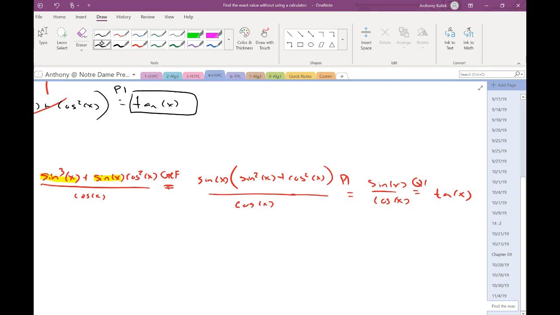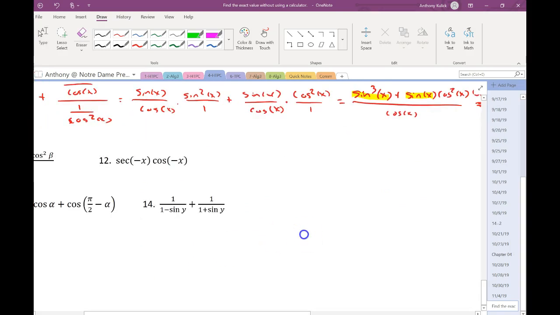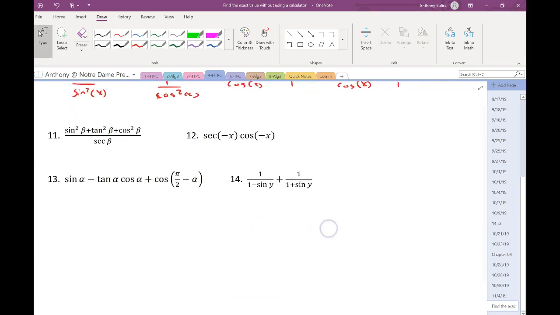How are we doing time-wise? 5 minutes. You want to try to do one more? Okay. Which one do you want to pick? We got 4 left. Anybody with a preference? 13? Okie dokie.